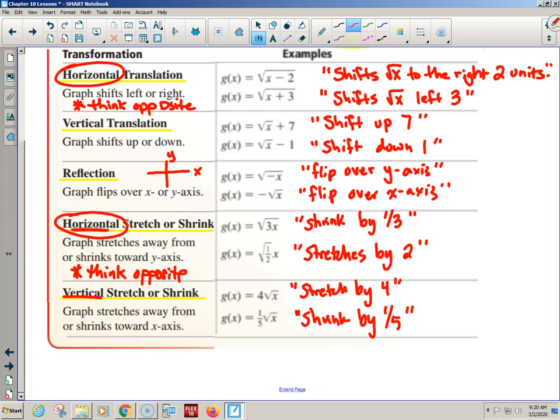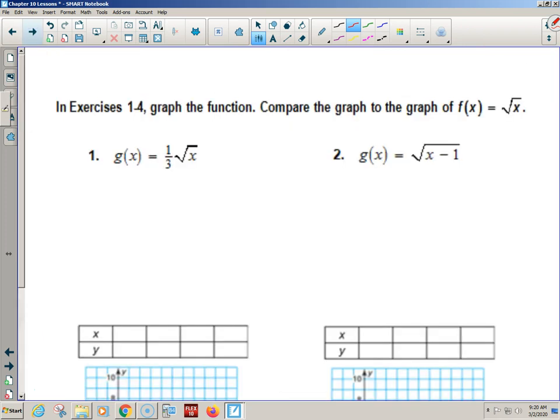Ooh, shrink. What kind of shrink? By 1/3. Yeah, but is it a horizontal or is it a vertical? Vertical. You guys are rocking it. Let's fill it in. How do we compare? We can say that it's a vertical. Did you fit it in the category? Shrink by 1/3. It's perfect. That's exactly right.